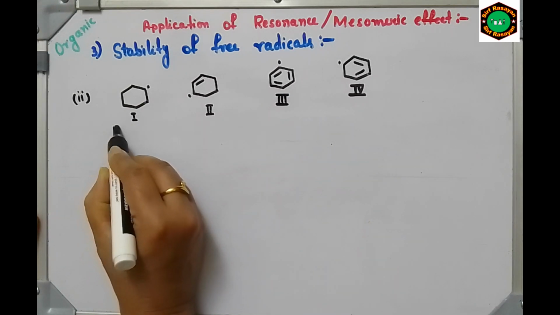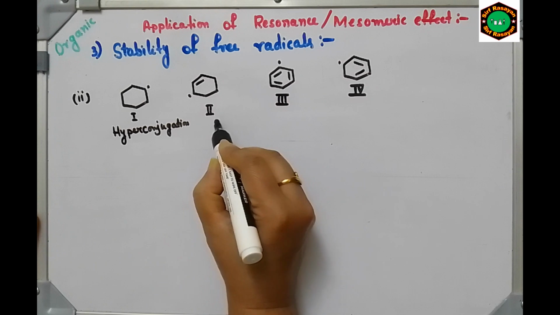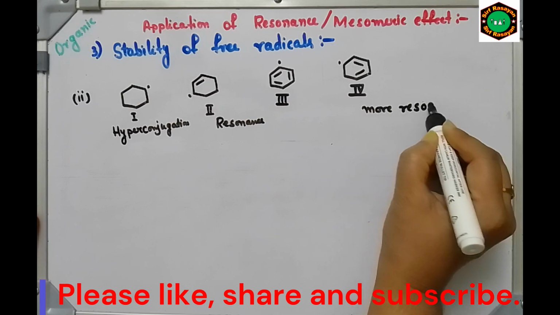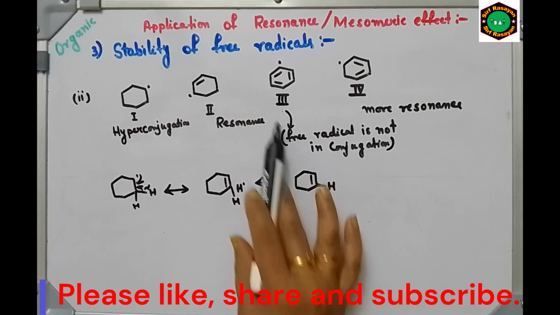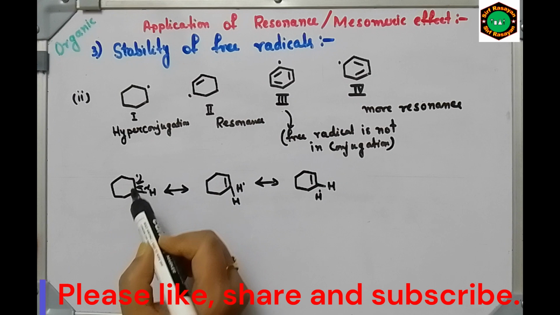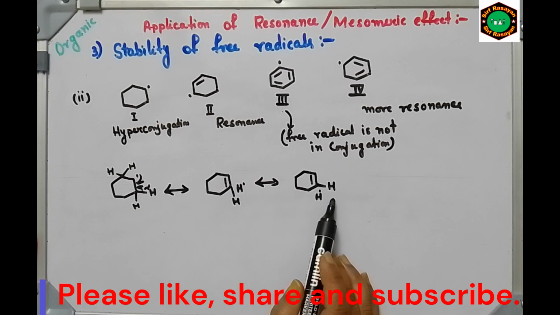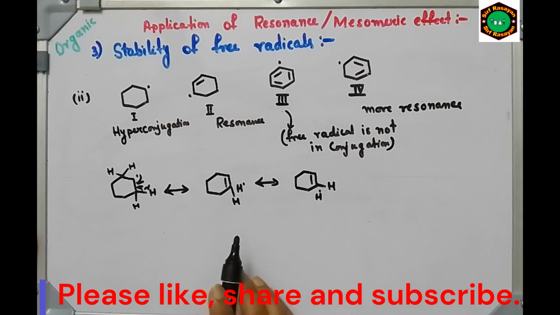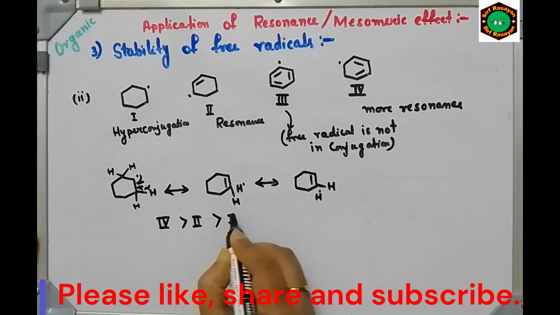So what will be the stability order? Here hyperconjugation. Here resonance, here more resonance, and this is not stabilized because the free radical is not in conjugation. This is an unstable species, and for one such type hyperconjugation is possible, because with respect to this free radical, here 2 alpha hydrogens are there, and on this side also 2 alpha hydrogens are there. So for these 2 hydrogens, 2 hyperconjugative structures, and for these 2 hydrogens similarly 2 hyperconjugative structures are possible. So you know the preference of resonance is more than hyperconjugation. Obviously 4 is the most stable one, then 2, then 1, and this is unstable.